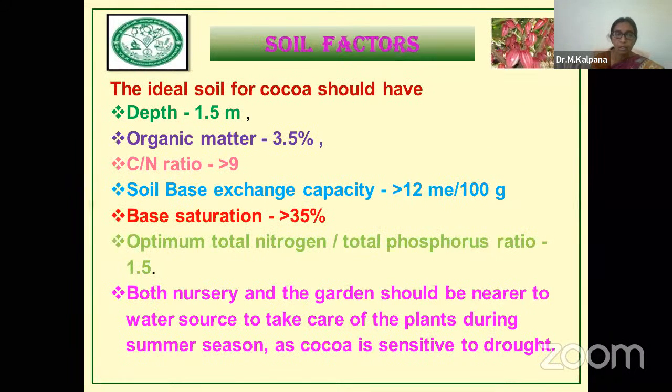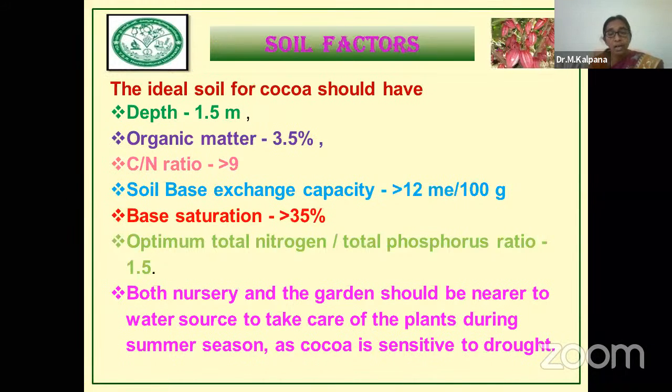So this is the ideal soil that is required for cocoa cultivation. The depth of the soil should be 1.5 meters and the organic matter should be 3.5%, whereas the carbon nitrogen ratio should be more than 9, the soil base exchange capacity should be more than 12, the base saturation should be more than 35, and the optimum total nitrogen to total phosphorus ratio should be around 1.5.